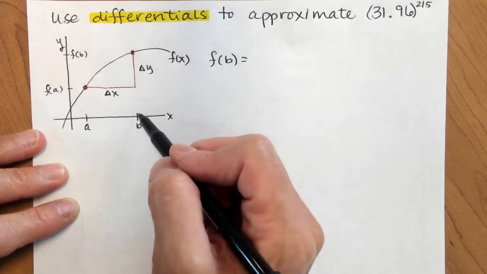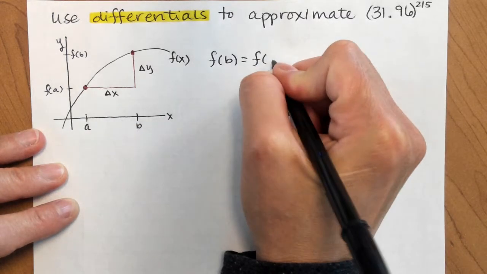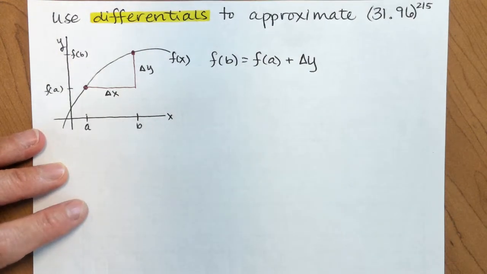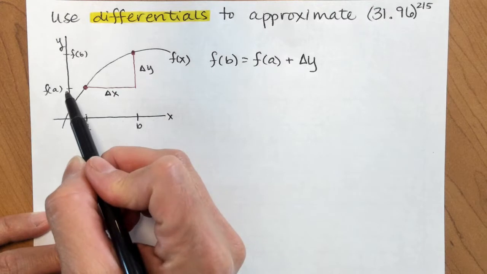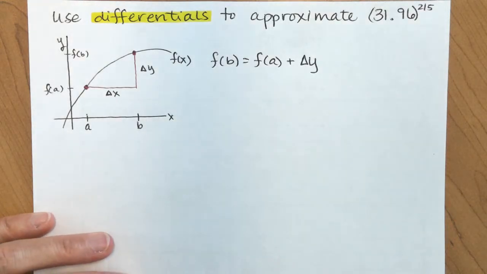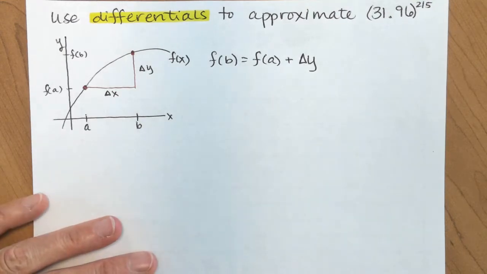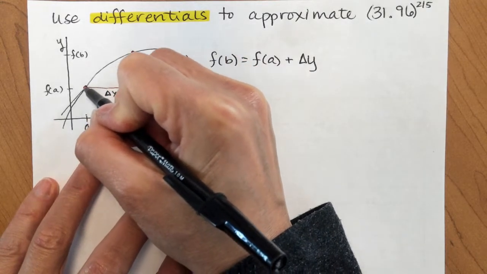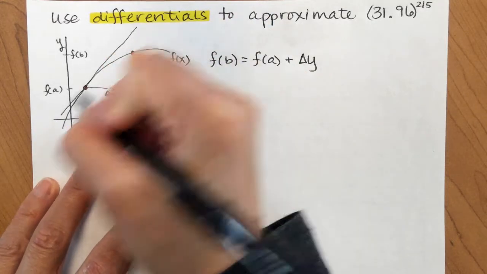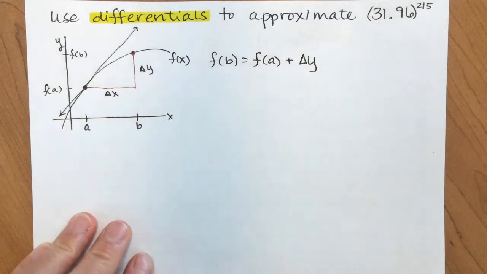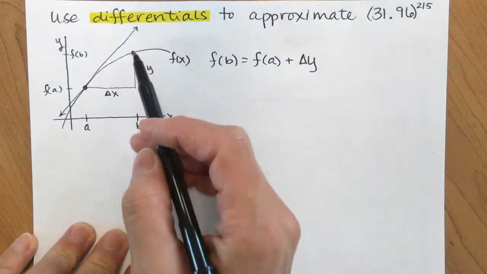The y value at b is going to be the y value at a plus some change in y. I'll call that delta y. So we're going to add the change in y to the y value here, and that should give us the y value at b. So for whatever reason, let's say we cannot figure out exactly what that change is. Well, here's where an approximation comes in. If I draw the tangent line at the point a, f of a, then I'm saying that the tangent line can help me approximate the y value here.